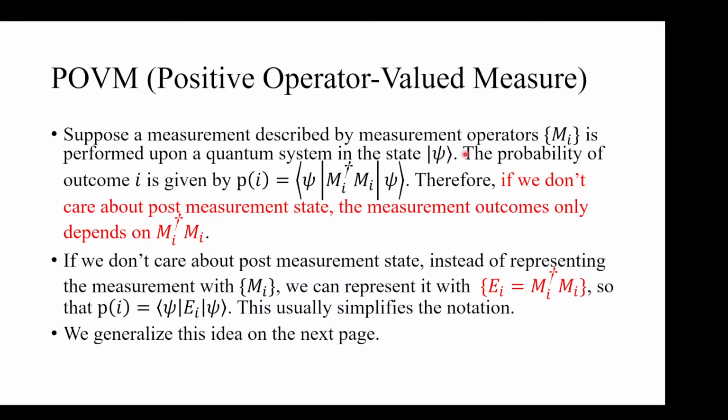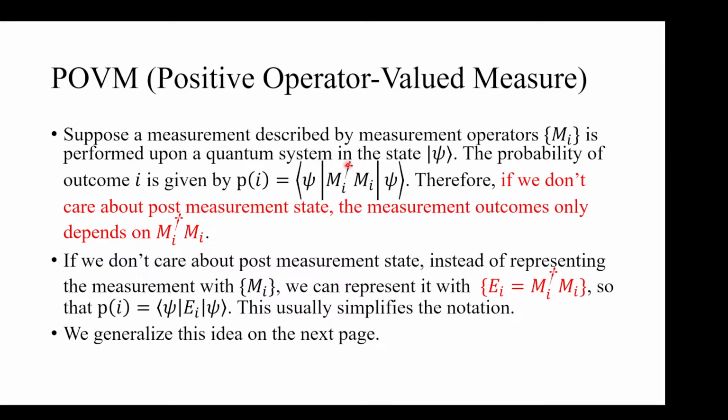When you think about doing a measurement, you have some generalized measurement described by a set of measurement operators. Then the probability of some outcome i is ⟨ψ|M_i† M_i|ψ⟩, the M_i dagger M_i sandwiched between your state. And you see that this only depends on M_i dagger M_i. It's kind of like M_i squared.